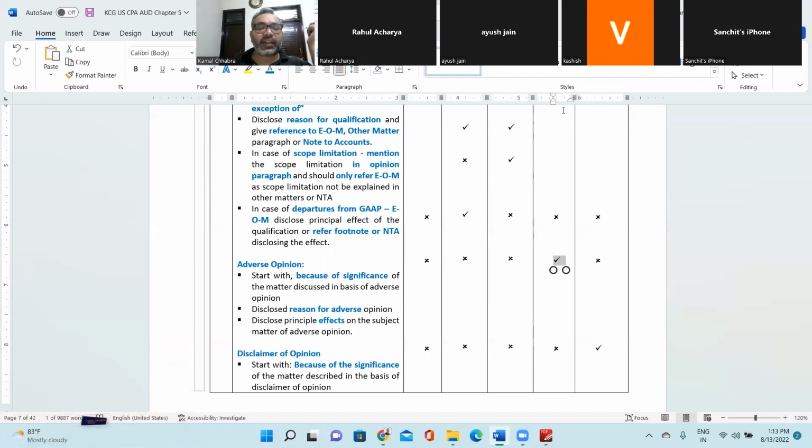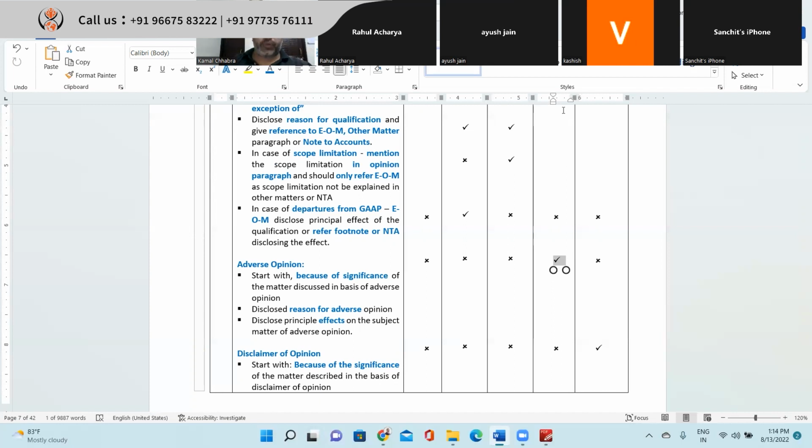And then you'll be mentioning the reason for your adverse opinion and disclosing the principal effect of the subject matter on the adverse opinion. So two things you need to keep in mind. Whenever you are giving an adverse opinion, you need to write the basis of adverse opinion before the opinion paragraph, and in the opinion paragraph you'll be starting with because of the significance of the matter discussed in the basis of adverse opinion. That's how you'll be starting, and then you'll be giving the reason for the adverse opinion and its impact. Right? Make sense?